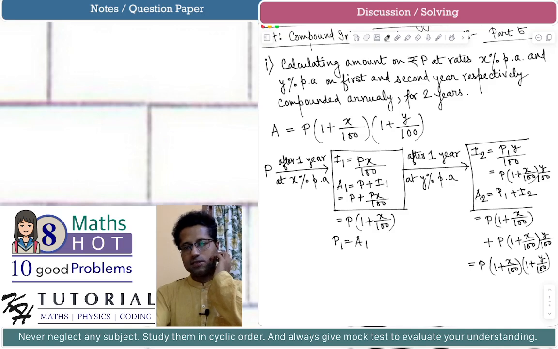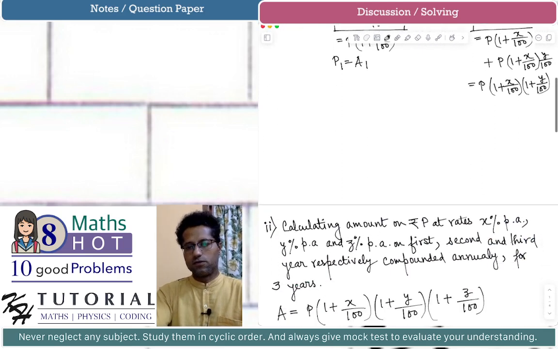Now this can be extended to any number of years. This formula is for 2 years, where the first year has one particular rate of interest, the second year has another rate of interest, and the interest is compounded annually. This can be extended to any number of years, where the rates of interest are different for every year. So let's see for 3 years.